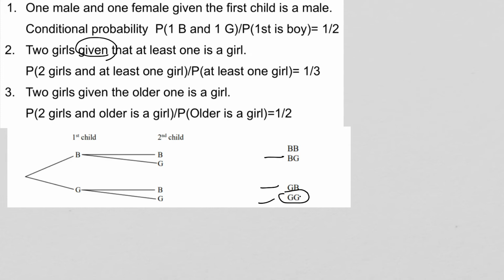What's the probability of 2 girls given the older one is a girl? So again, it's got the given. So I need to do conditional probability. I'm doing the probability of 2 girls and the older one is a girl divided by the probability of older is a girl. So 2 girls, older is a girl, well, here's just one spot right here, girl, divided by older is a girl. Well, here's this one and this one, 1 and 2. So 1 out of 2 would be the answer for the third one.